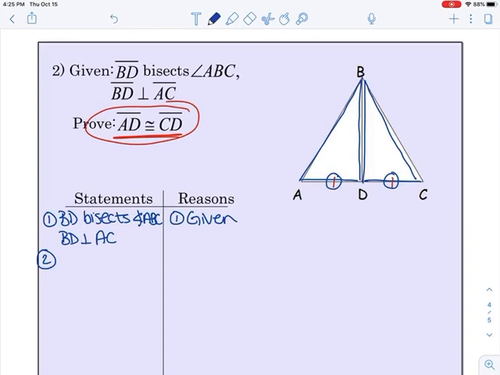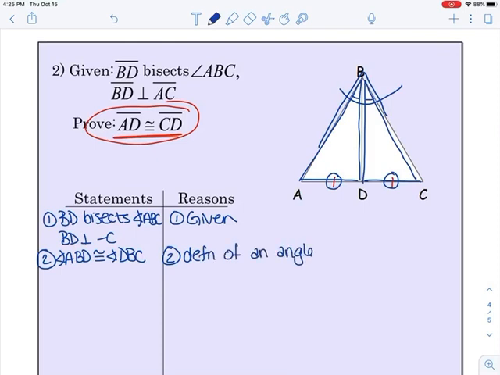Well, if BD bisects angle ABC, again, bisects means cuts into two congruent angles. So angle ABC is this entire top angle, which means that this little angle is going to be congruent to that little angle then. So angle ABD is going to be congruent to angle DBC. Oh, I wrote a 3 again. I have a habit of doing that. And that is because of the definition of an angle bisector.